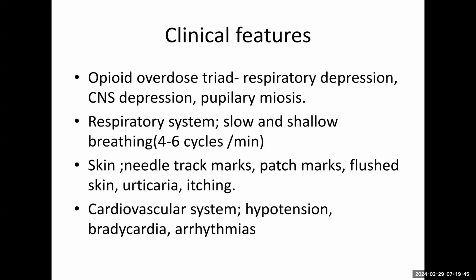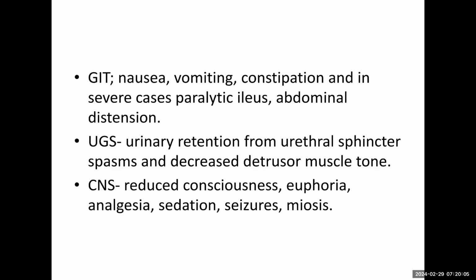The cardiovascular system can have severe hypotension, bradycardia, and arrhythmias. Also, co-ingestion of opioids together with other sedatives and some tricyclic antidepressants predisposes to QT prolongation and subsequent development of arrhythmias, an example being torsades de pointes. In the gastrointestinal system, you have nausea, vomiting, constipation, and in severe cases, paralytic ileus. This can also explain the abdominal distension that the patient had. The urogenital system can have urinary retention from urethral sphincter spasm and decreased detrusor muscle tone.